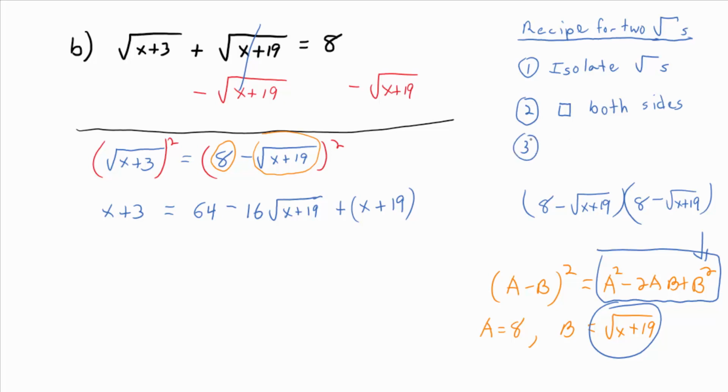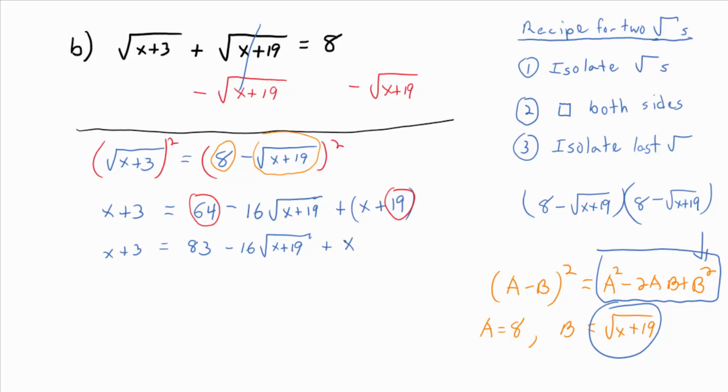So I'll just say isolate the last remaining radical. So how do we do that? How do we work towards that? We've got to simplify first. We have x plus 3, and then on the right side we have 64 plus, what do we have, 19? 83. And then any other like terms? So these guys combine together to make, I'm not crossing them out, but I'm trying to make it easier on the eyes, 83, right? And then what do we have left? A minus 16 times the square root of x plus 19 plus x.